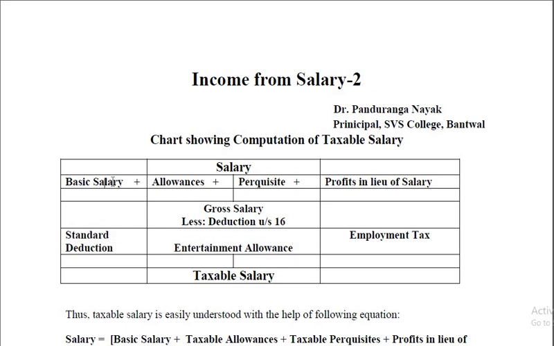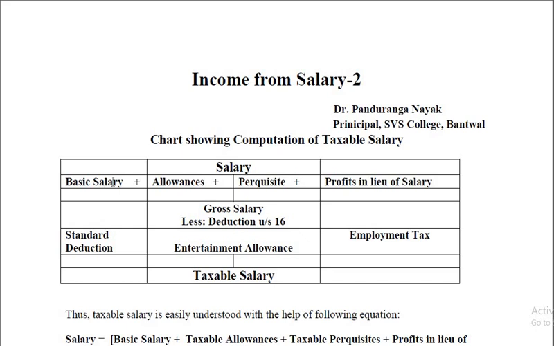Then allowances. Allowances are paid to the employee by the employer in addition to basic salary, and that is paid in cash. For example, dearness allowance, dearness pay, house rent allowance, educational allowance, transport allowance, conveyance allowance, marriage allowance, high altitude allowance. So like that there are several allowances. So you have to compute the taxable part of allowances.